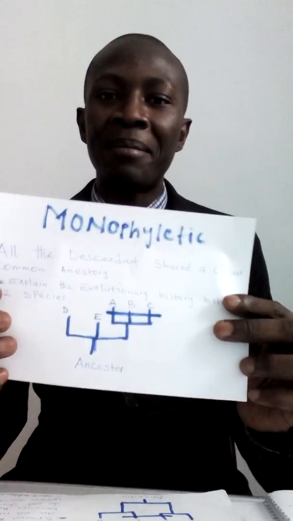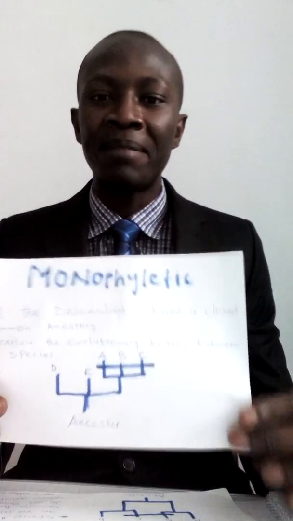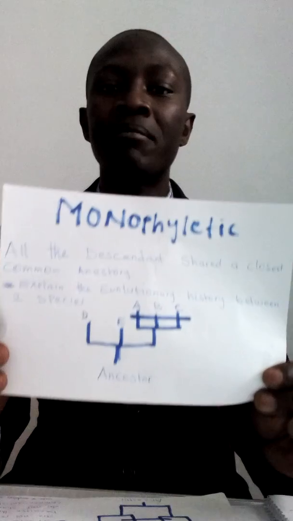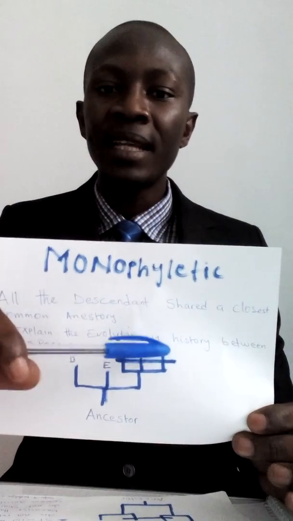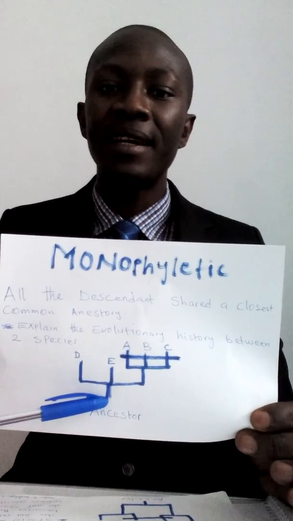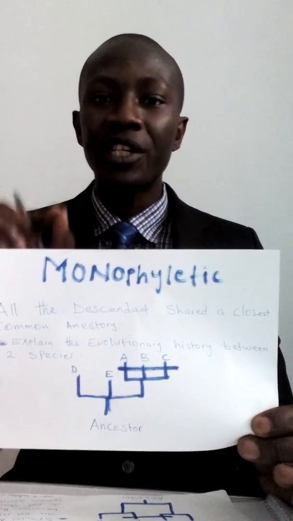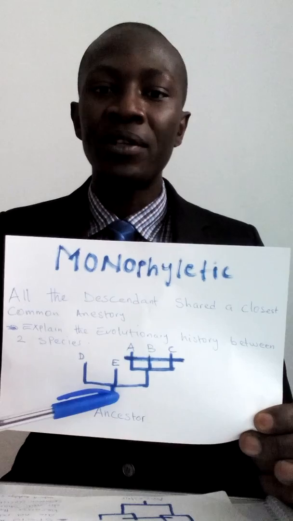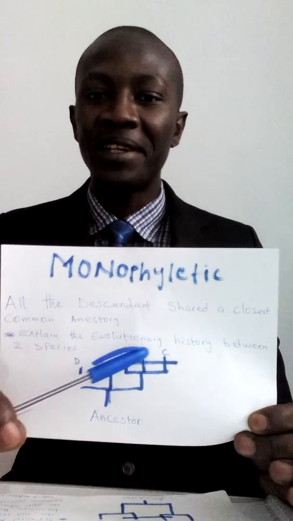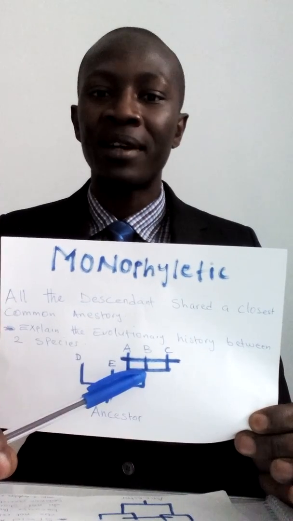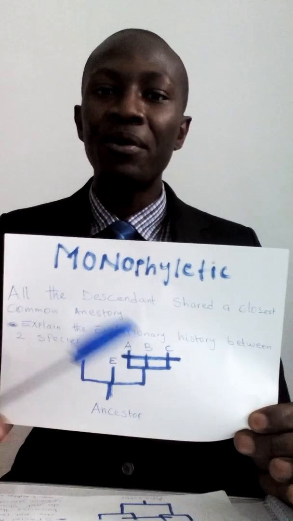Let's start with the first one, monophyletic groups. As the name implies, mono, one, phyletic groups. What does that mean? In monophyletic groupings, all the taxa, in other words all the descendants, A, B, C, and D, are the descendants, and this is their ancestor. Now all the descendants share a closest common ancestry. Can we say this is the closest common ancestry for all these descendants? Well, I suggest no, because we have three different taxa here, and this is their closest common ancestry. And for this one and this one, their common ancestry is this one.